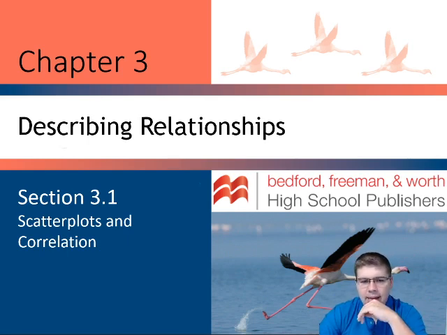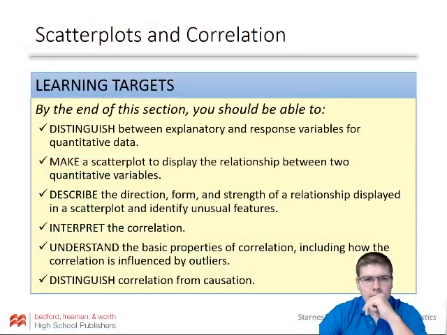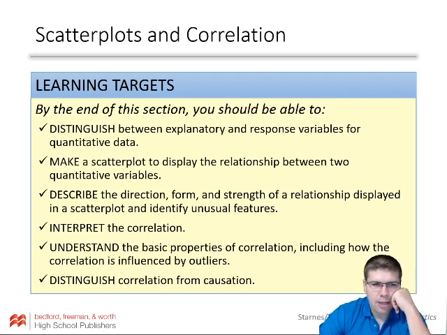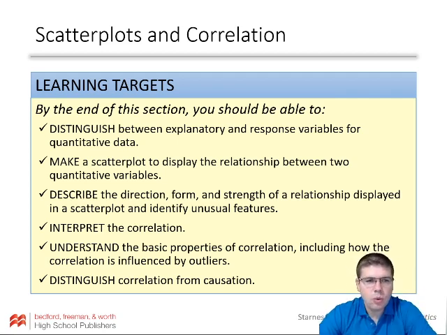So by the end of this section, you should be able to distinguish between explanatory and response variables for quantitative data. You should be able to make a scatter plot to display the relationship between two quantitative variables, describe the direction, form, and strength of a relationship displayed in a scatter plot, and identify unusual features. So that'll be this first video. The second one should be interpret the correlation, understand the basic properties of correlation, including how the correlation is influenced by outliers, and distinguish correlation from causation.